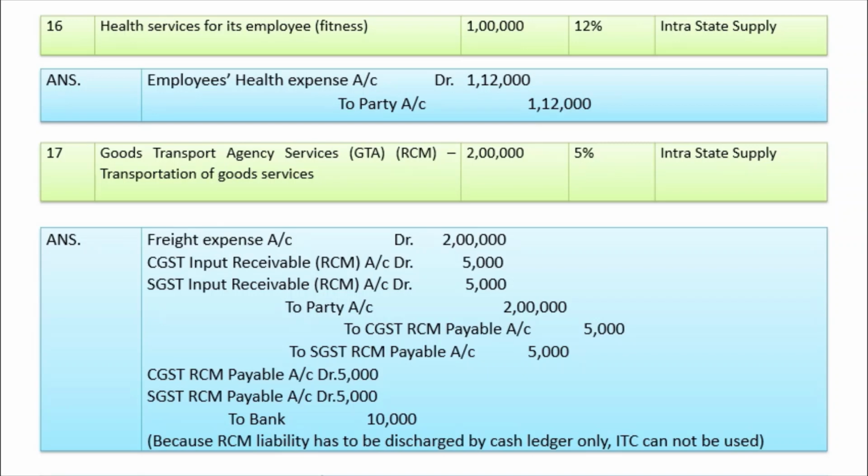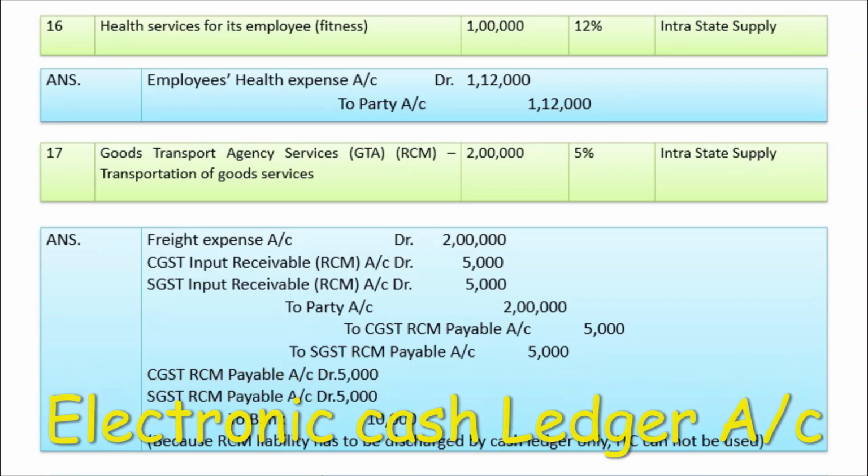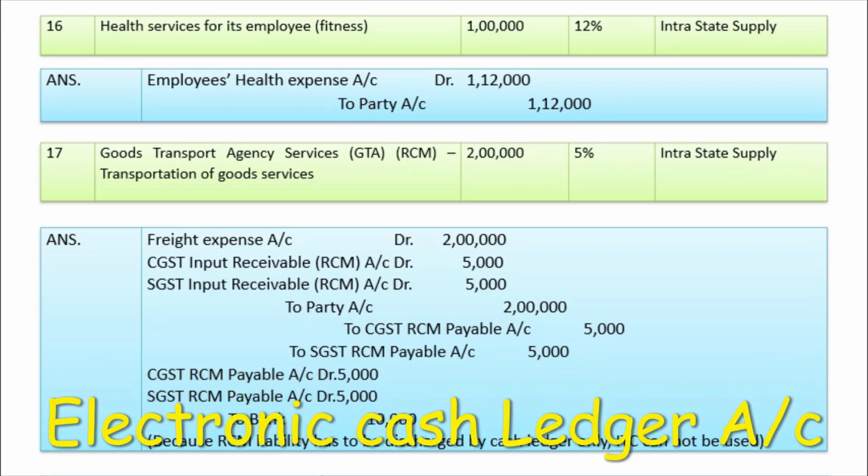So whenever there is a reverse charge, you have to pass two entries. CGST RCM payable account debit 5,000, SGST RCM payable account debit 5,000, to bank account 10,000. Because the RCM liability has to be discharged by cash ledger only, and ITC cannot be used right now. So you are raising the liability and paying the liability at the same time using the cash ledger, to bank account. You can write electronic cash ledger also instead of bank account.